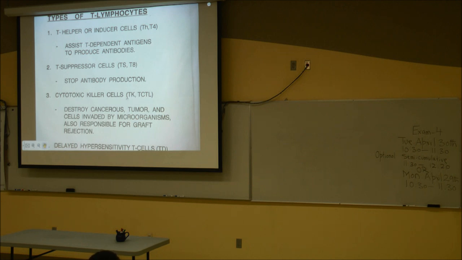Cytotoxic killer cells, TCTL cell. They are responsible for destroying cancerous tumorous cells, cells that are invaded by intracellular parasites. They are also responsible for graft rejection. People who received organ transplant, heart transplant, kidney transplant, sometimes are put on medication that prevents graft rejection. Sometimes they have to take this medication for the rest of their life. The purpose is to suppress these type of cells, so they will not reject the transplant.